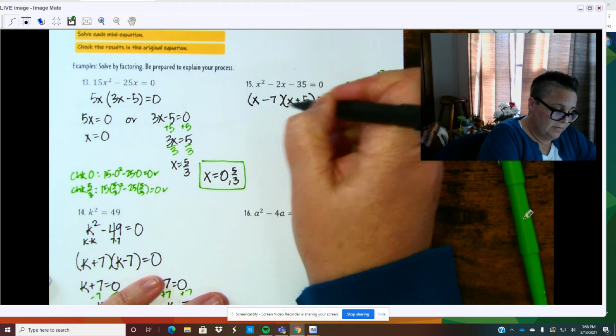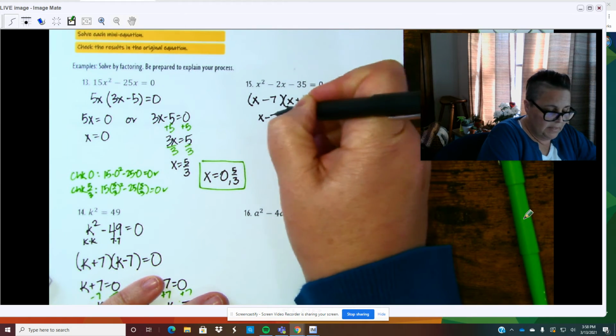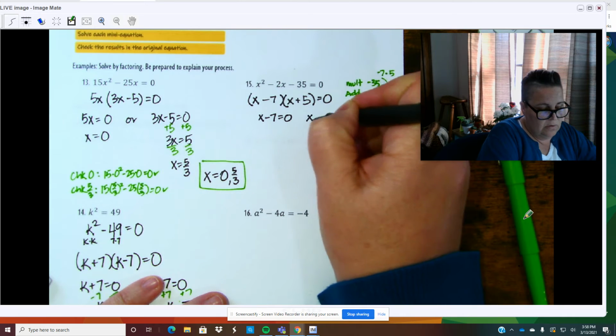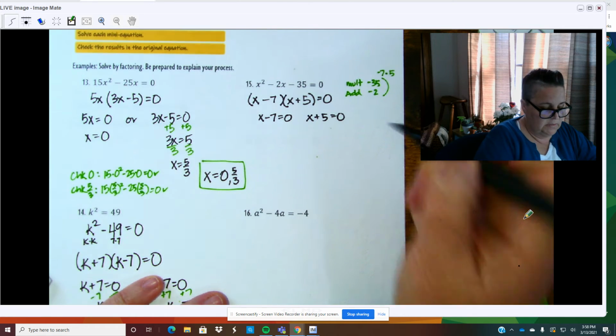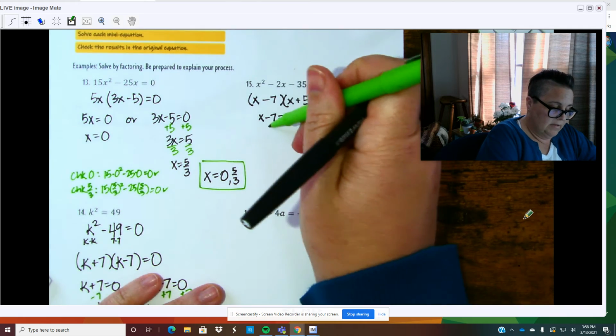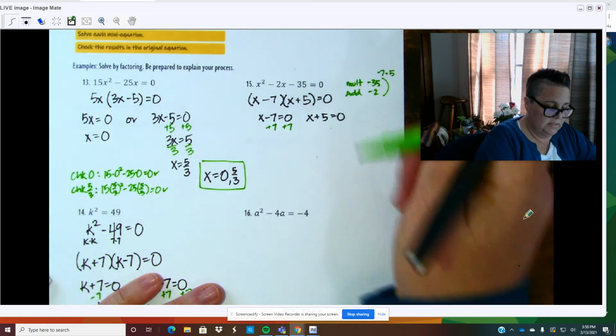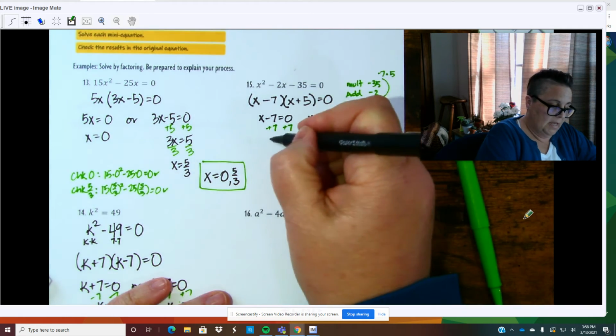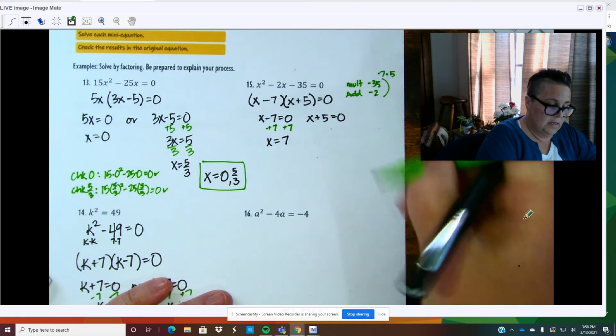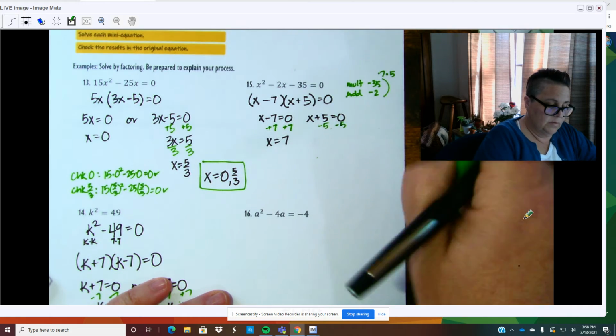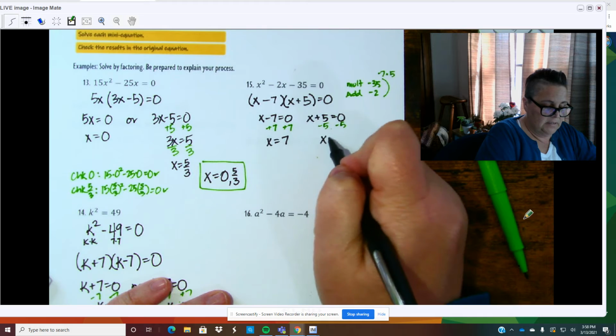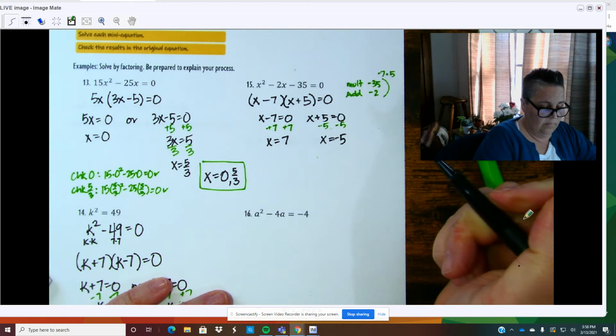All right, so once I have the two factors, this would be x -7 is equal to 0 or x plus 5 is equal to 0. I can add 7 to both sides. That's going to give me x is equal to 7. And I can subtract 5 from both sides. So I have x is equal to a -5.